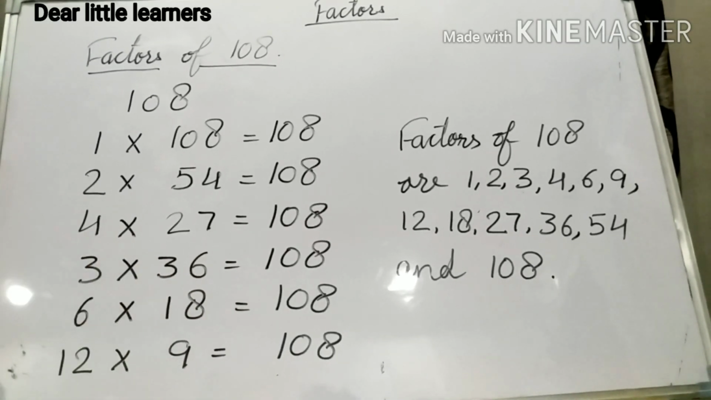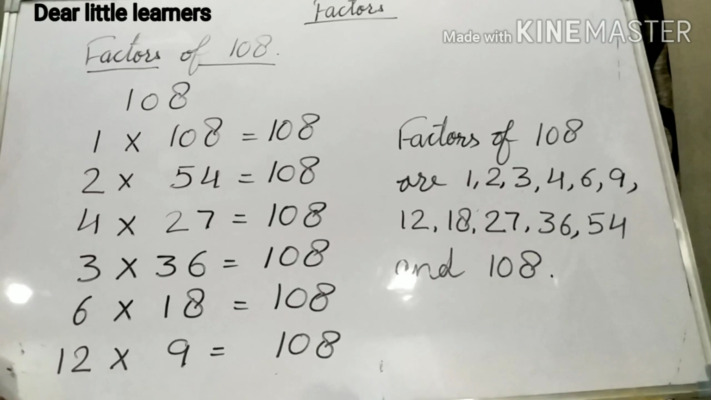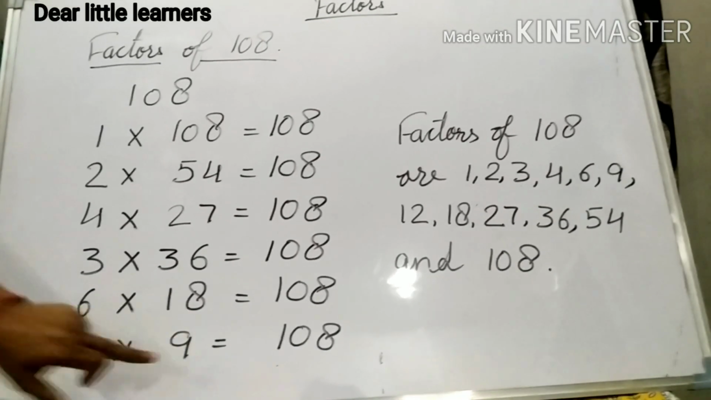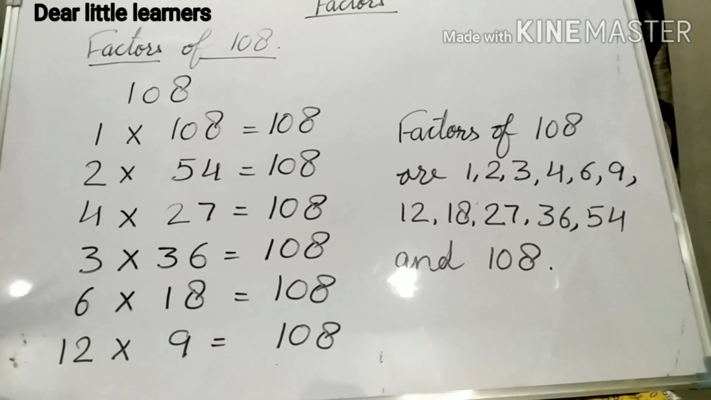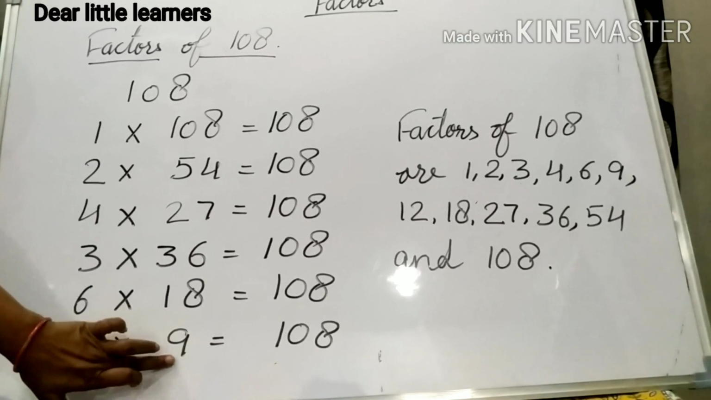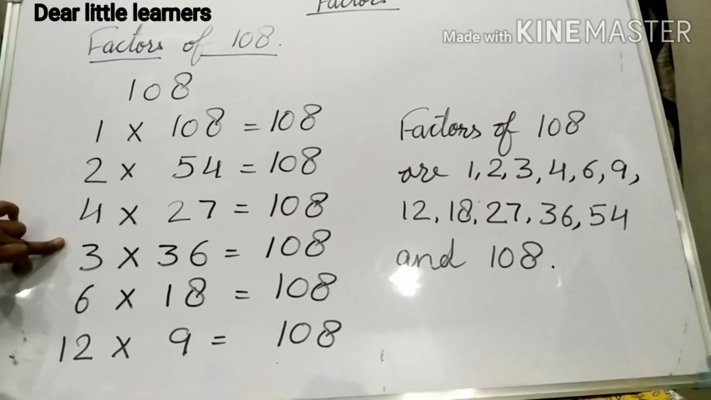9 is half of 18. And if we double this 12, it will be 24. But we cannot find half of 9. That means now these factors are over, because 9 comes in 3's table, but this also we have taken already.